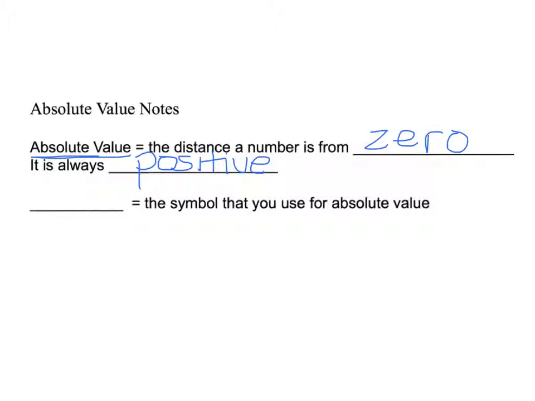And then the symbol that you use for absolute value is 2 parallel lines. And the number goes in between those 2 parallel lines, and that's how you know what you're finding the absolute value for.